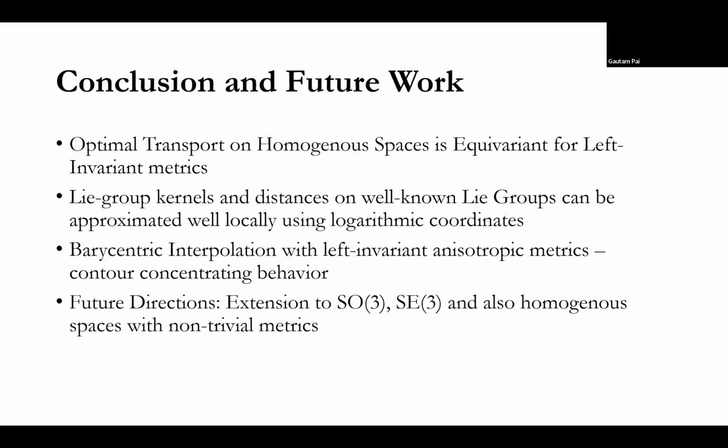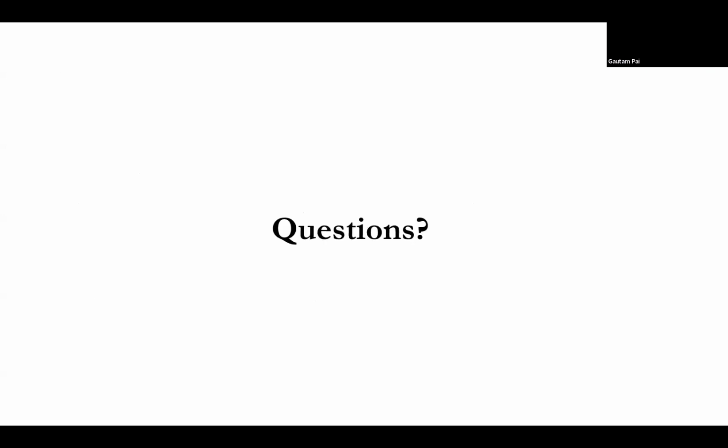Okay, so in conclusion, at the end of the day, optimal transport on homogeneous spaces is equivariant for left invariant metrics. We can generally approximate Lie group kernels and distances well using these logarithmic coordinates. And barycentric interpolation with these anisotropic metrics has this contour concentrating behavior. And it would be very, very interesting to apply this to other Lie groups of interest, for example SO3, SE3, and also using some non-trivial metrics, for example something like a Finsler metric. Yeah, and that's about it.